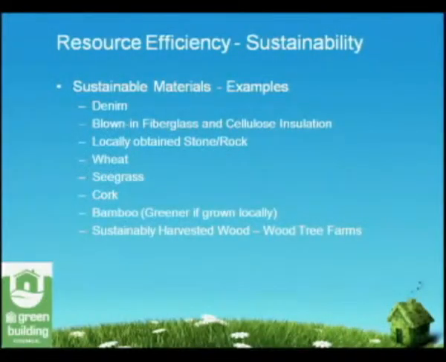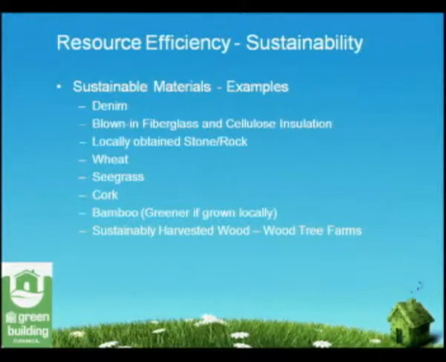Good question. Additionally, construction and remodeling generates about 136 million tons of waste annually, and all of that goes into our landfills. Sustainable materials examples: denim, blown-in fiberglass insulation, any products that you can obtain locally, like rock, stone. We've got a lot of great quarries here.